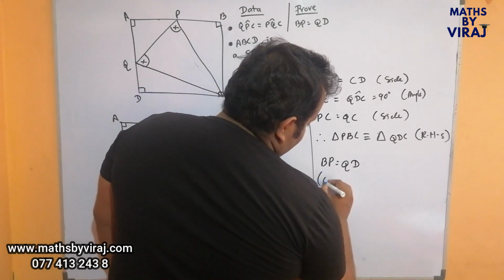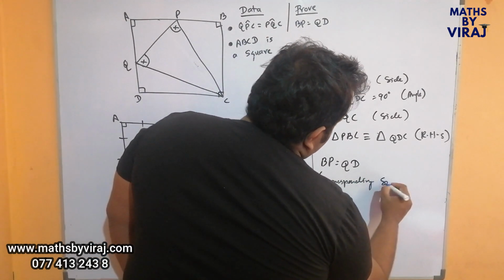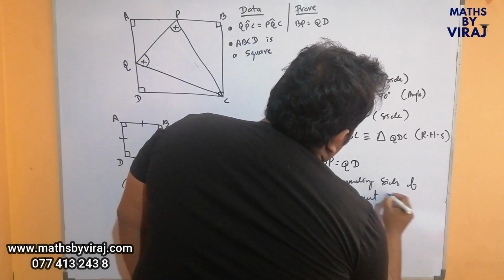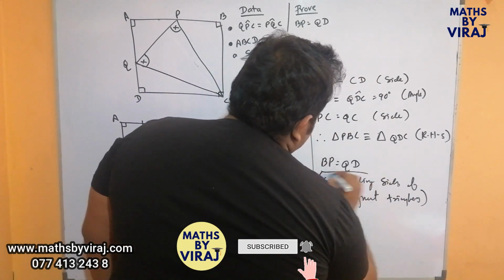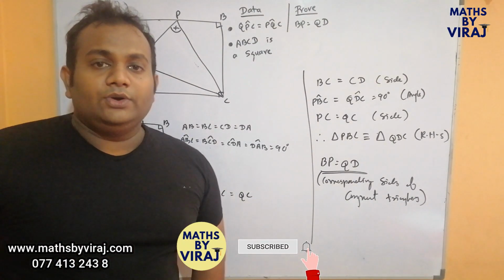What is the reason? Corresponding sides of congruent triangles. So it's very easy, and we prove that BP is equal to QD.